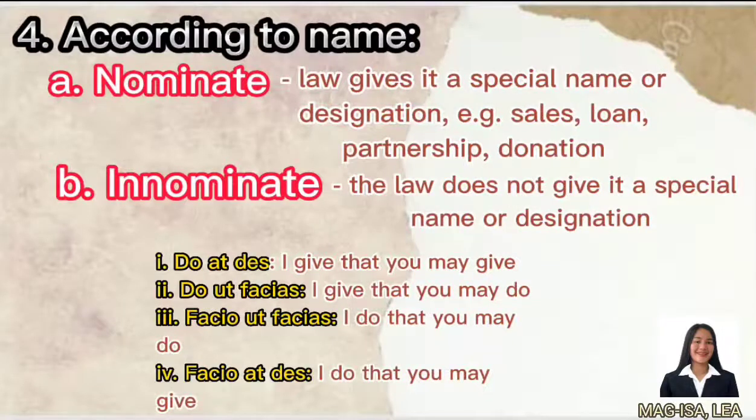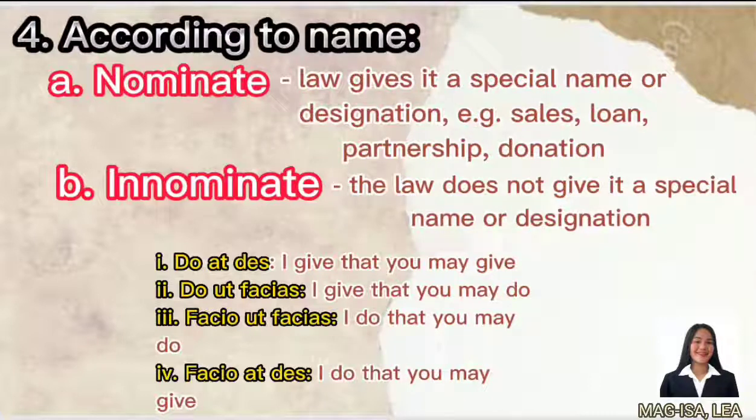When we say name, we have the nominate and innominate contract. Kapag sinabi natin na nominate contract, the law gives it a special name or designation. So, eto po yung mga example. Actually, lahat po ng mga nabanggit kanina na example, lahat yun ay nominate contract kasi may pangalan. So, ito po yung mga example. Sales, loan, partnership, donation, and lahat ng nabanggit ko ay basta meron siyang pangalan under the law, they are considered our nominate contract. Kumbaga, merong rule. Meron tayong pagtitingnan ng guidelines kung ano bang meron sa specific contract na ito.